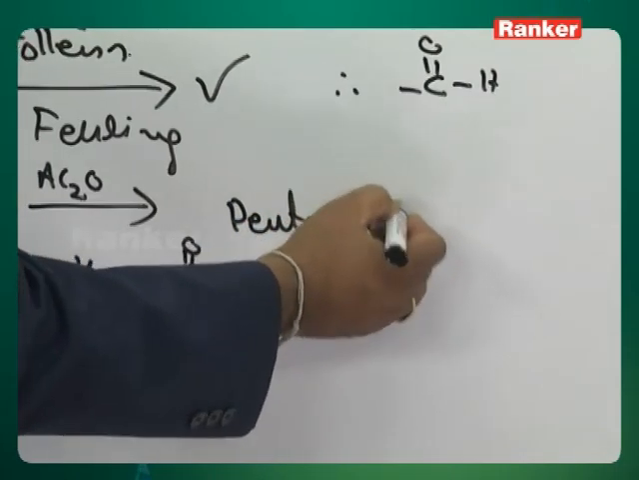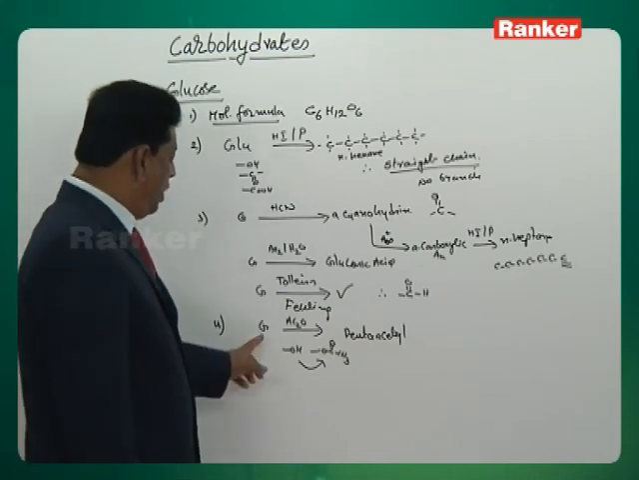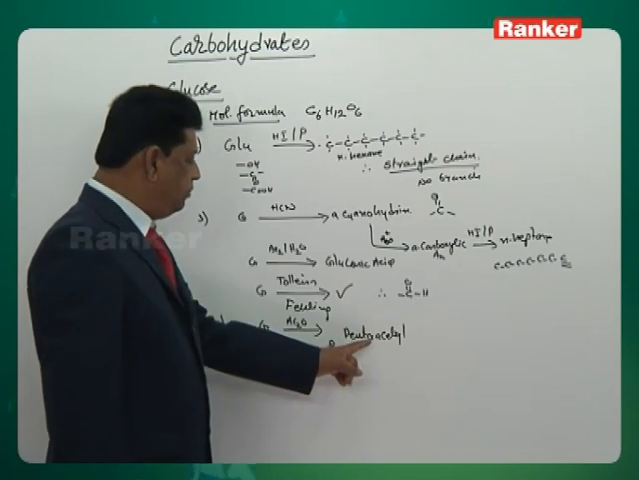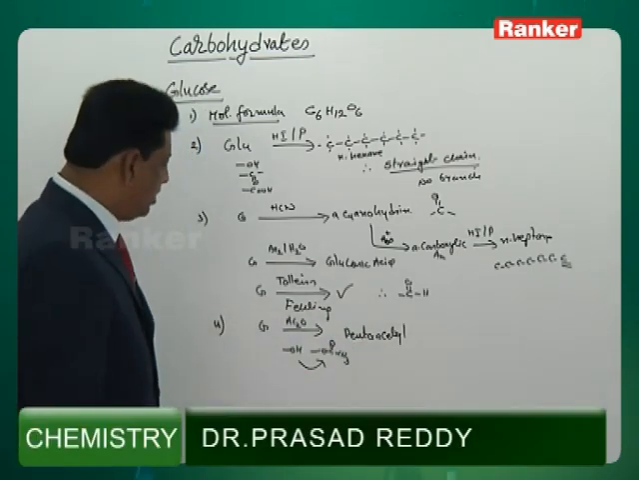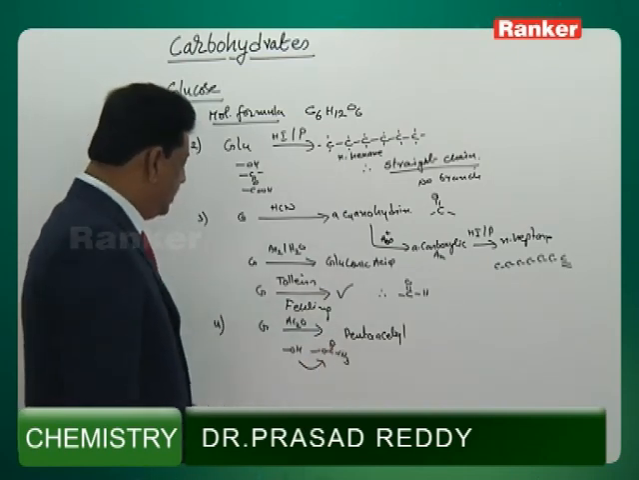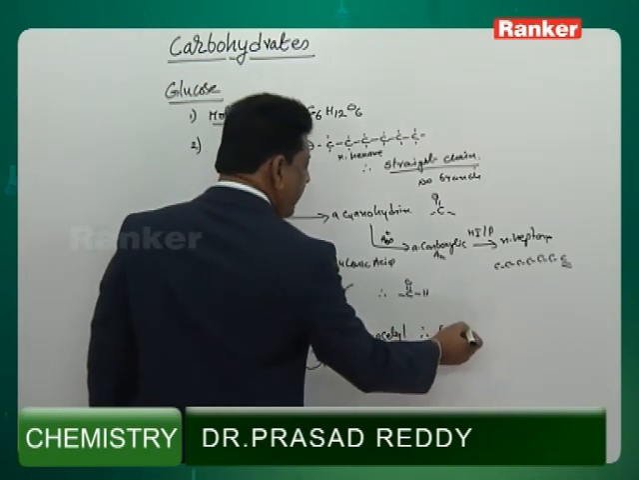Pentaacetyl derivative. This pentaacetyl derivative is confirmed by how many acetic anhydrides are used, or you take 1 mole of pentaacetyl and hydrolyze it. Each mole gives 5 acetic acid. That also confirms there are 5 OHs acetylated. That means 5 hydroxy groups are present.